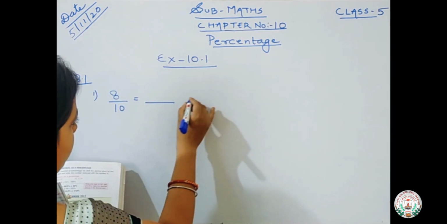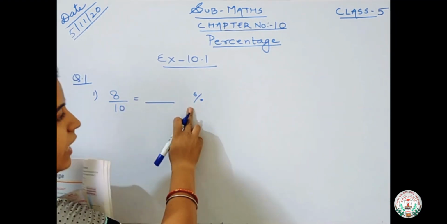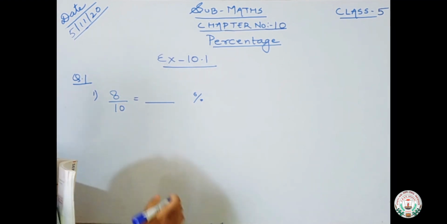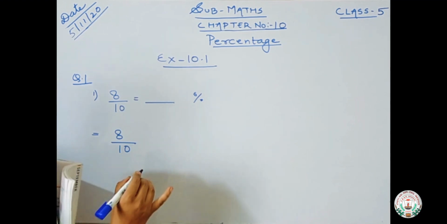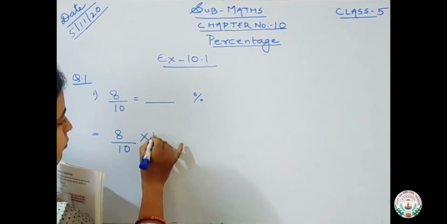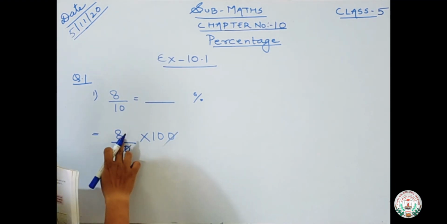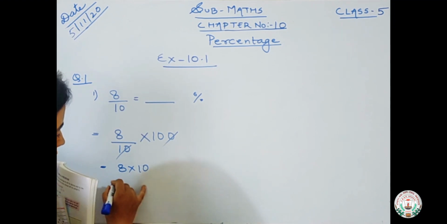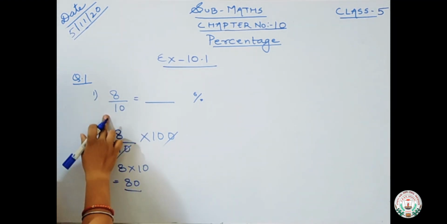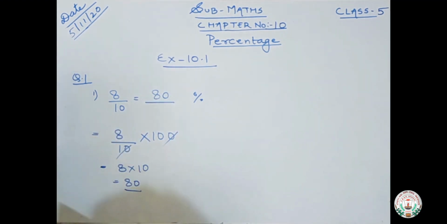8 by 10 is equals to dash percent. Just now I have told you this is the sign of percent. And how will we take out the percentage? It is out of 100, which means we have to multiply with 100. The 0 cancels out. What is left? We multiply 8 into 10, which is 80. So 8 by 10 is 80%.